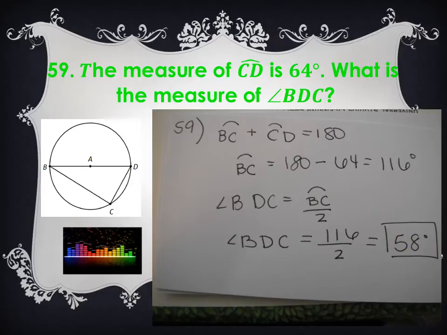Arc CD is 64 degrees, that's given in the problem. So we can find BC by doing 180 minus 64, and arc BC equals 116 degrees. So in order to find the angle, we do 116 over 2 to get 58 degrees.